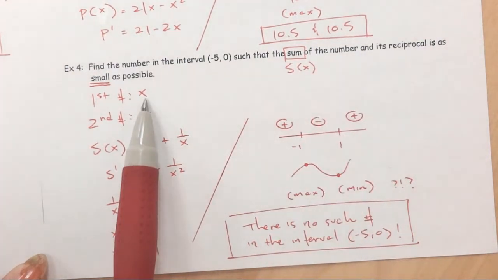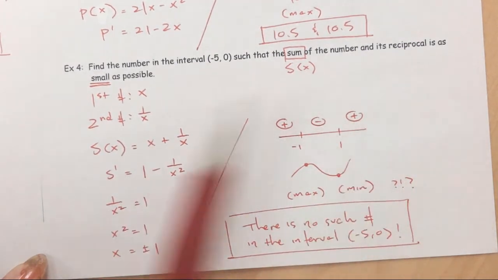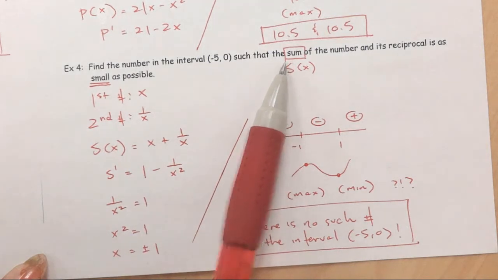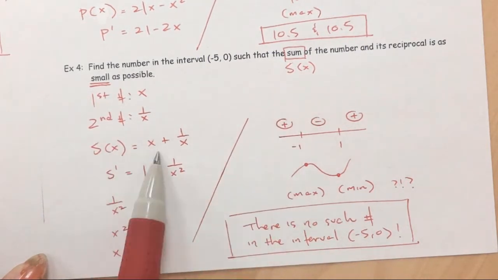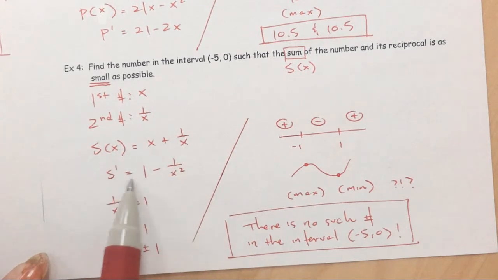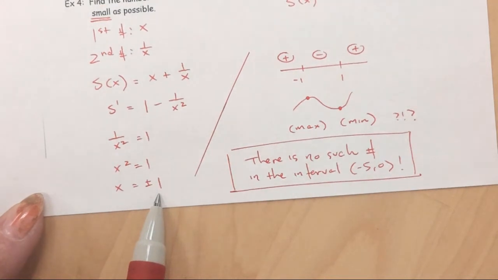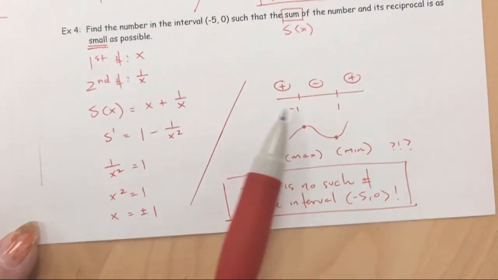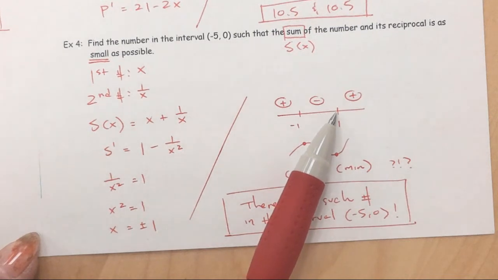Okay, so the first number I call x. The second number is 1 over x because it's a reciprocal. And then I want the sum to be small, so I add them together. That's my formula for the sum. I find my derivative and set it equal to 0. I slowly work through it. I get 2 answers: a maximum here and a minimum here.